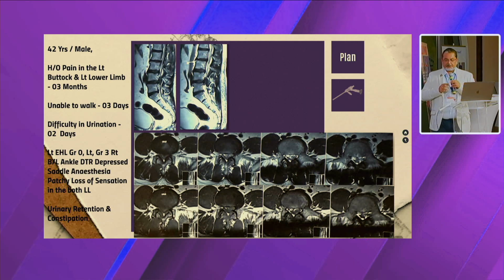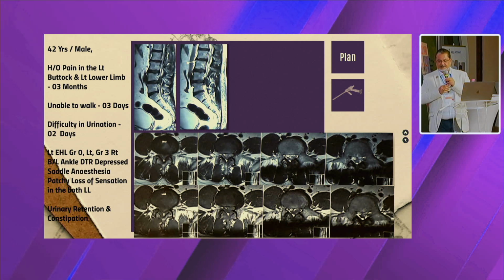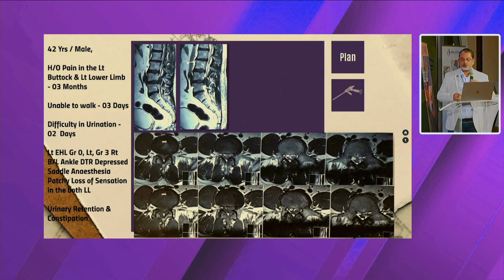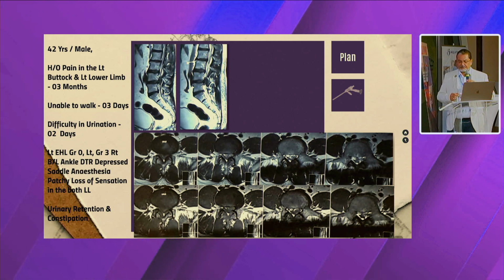This is a second patient, a 42 years old male, history of pain in the left buttock and the left lower limb since 3 months, unable to walk since 3 days, difficulty in urination in 2 days. So it's cauda equina. Left EHL grade 0. So gross motor deficits, urinary retention and constipation.